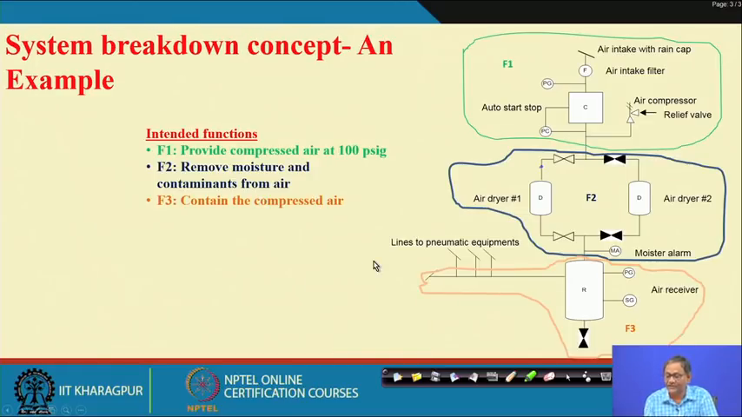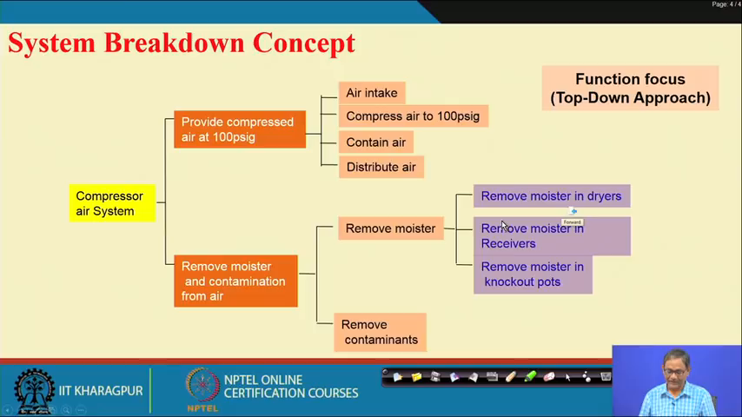The difference you see: intake here, and then contain and distribute here. So, provide compressed air, remove moisture, contain compressed air. So, we have broken down into subsystem level, and you see that providing compressed air requires first that you must have the air, compress it, and then contain and distribute. And removal of moisture is another function, where we remove moisture and remove contaminants. So, accordingly you see the differences.